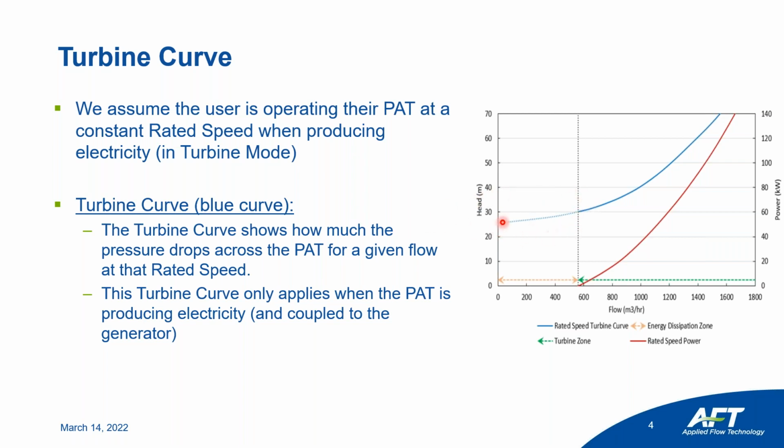You'll notice this dotted section here on the blue curve. This is where the PAT is no longer coupled to the generator, and it would not follow this blue curve in this area. And we'll get to that more in a moment.